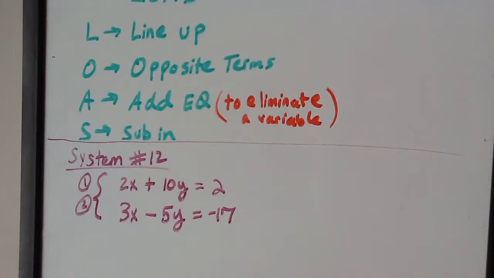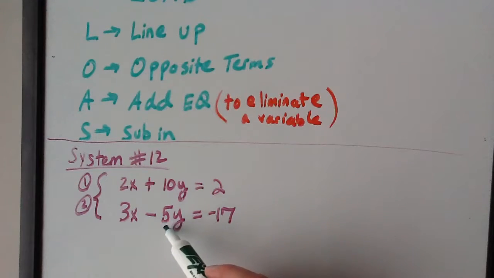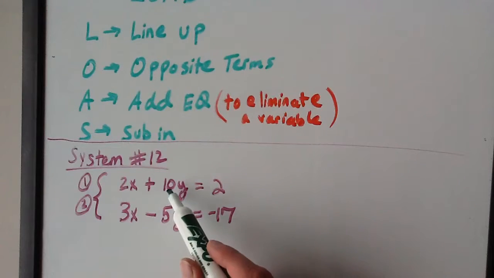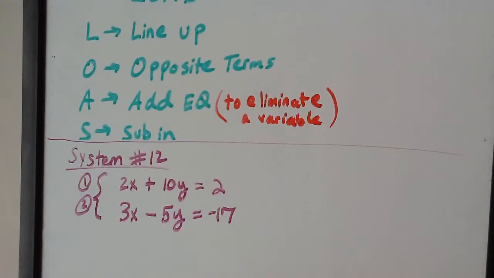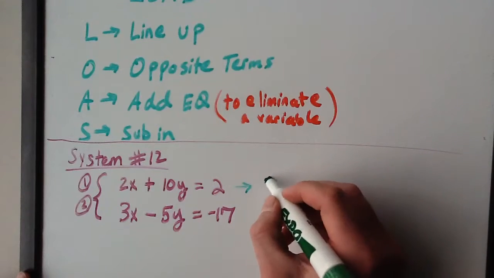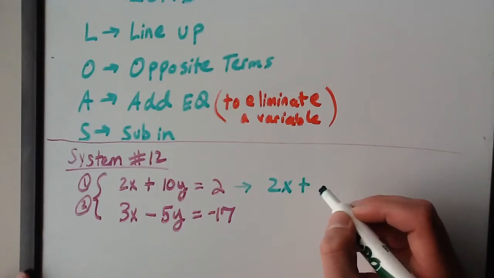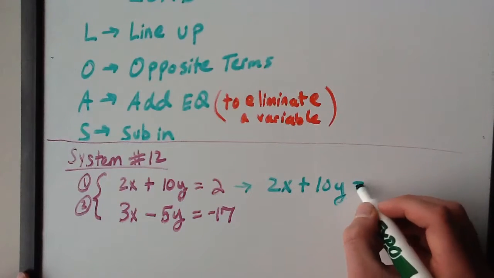Another way you could go about this is to look at the y terms. This is 10y. Can I get this term, negative 5y, to be negative 10y? So that when I add these, this would be 10y and that would be negative 10y, and they would cancel each other out. Yeah, I can. I can get negative 5 to negative 10 by multiplying by 2. So this first equation, I'm just going to copy over here. I'm not going to do anything with it. It stays the same. 2x plus 10y equals 2.